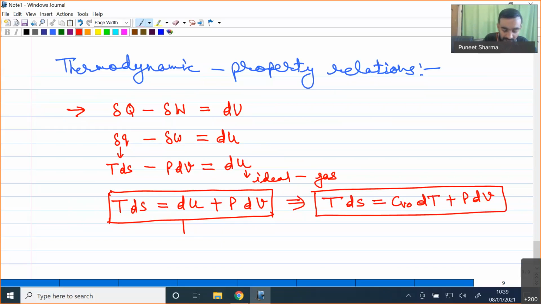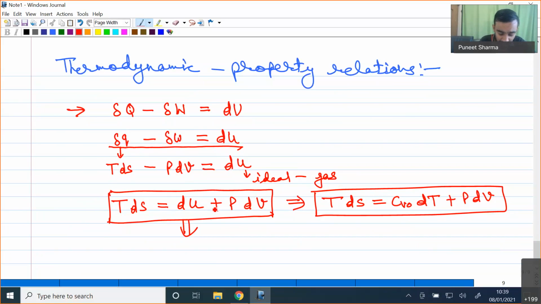Now you can see the distinction over here. This equation is mainly derived from the equation del Q minus del W equal to dU, where dU is the only property of the system, whereas del W and del Q are path functions. However, if we apply this formulation for a reversible process, I can write del Q as equal to TdS and del W as equal to PdV. So finally, I find my equation as TdS equal to dU plus PdV.